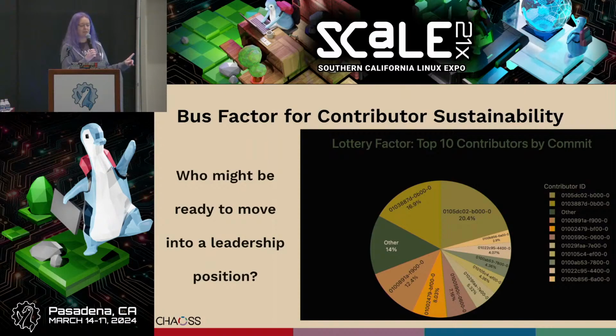Now, this graph shows the top 10 contributors to a project, and out of those top 10, these are the percentages of contributions. So you can see that there are 2 people who are responsible for quite a few of those contributions, but there are also quite a few other people who aren't that far behind them. So this one's looking pretty good.